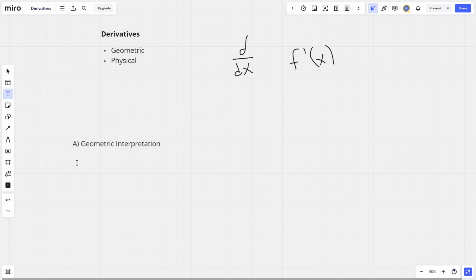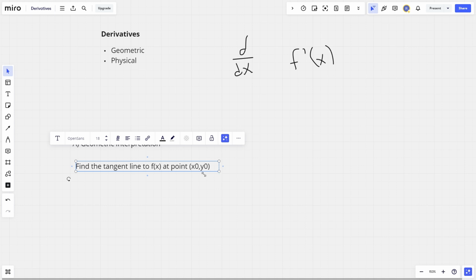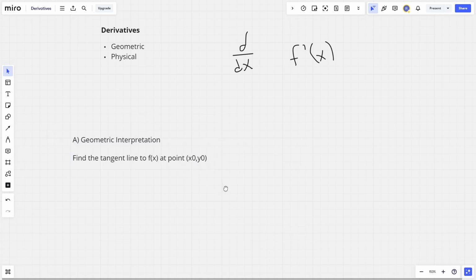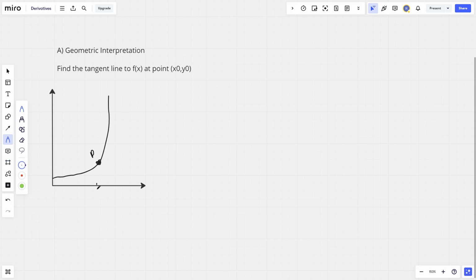So let's say we want to find the tangent line to f of x at point x0, y0. So x0, y0 is a fixed point in f of x. Let's draw a graph. So this is my y-axis, and here's my x-axis. And let's say I have an exponential curve. And then I have a fixed point P here at x0, y0, right? So the tangent line intersects the function exactly once. So it looks something like this.